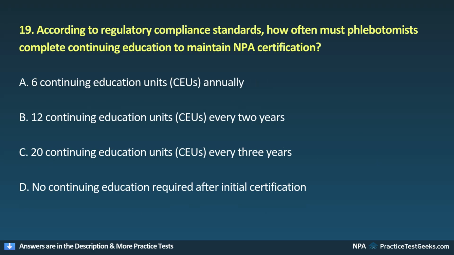19. According to regulatory compliance standards, how often must phlebotomists complete continuing education to maintain NPA certification? A. 6 continuing education units, CEUs, annually. B. 12 continuing education units every 2 years. C. 20 continuing education units, CEUs, every 3 years. D. No continuing education required after initial certification.